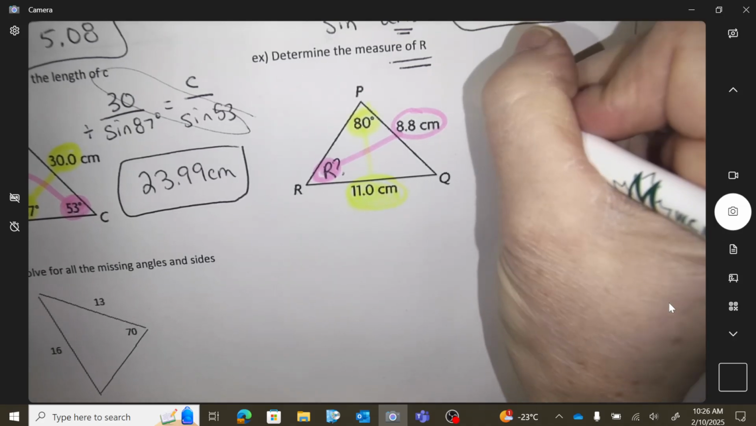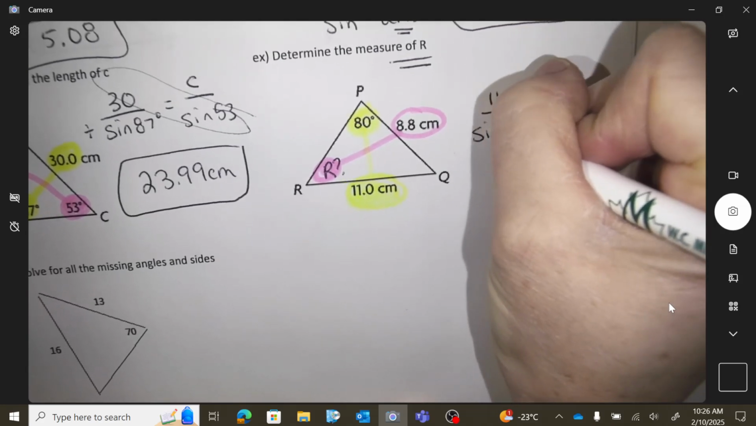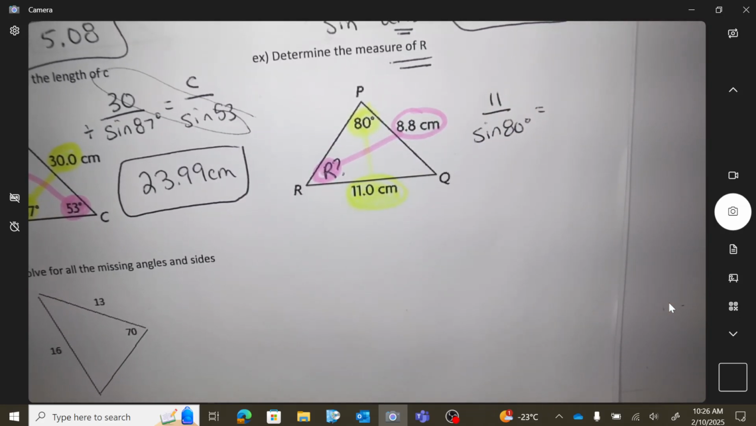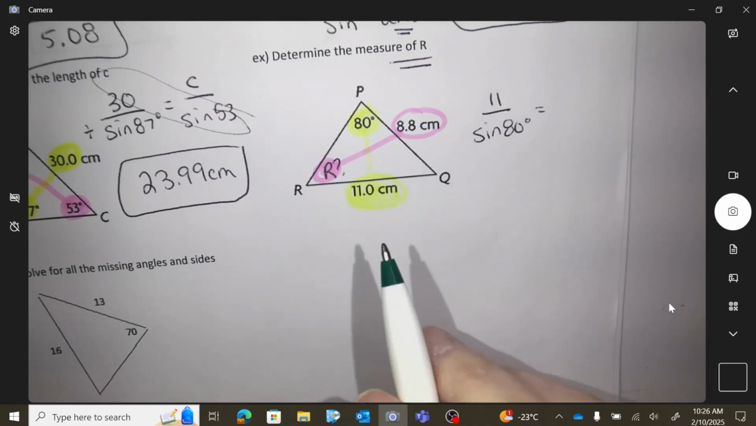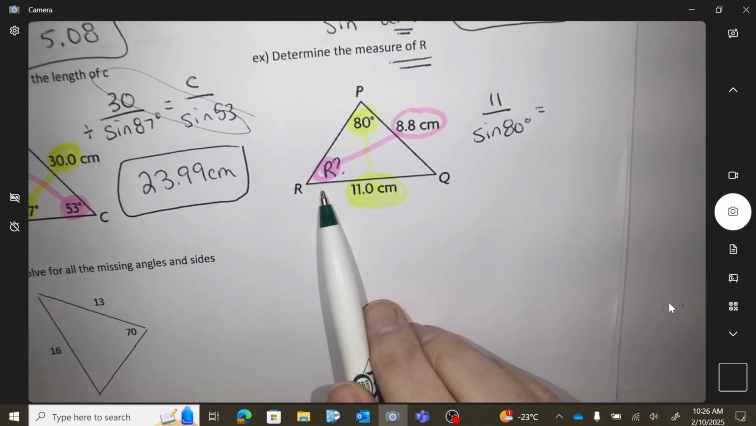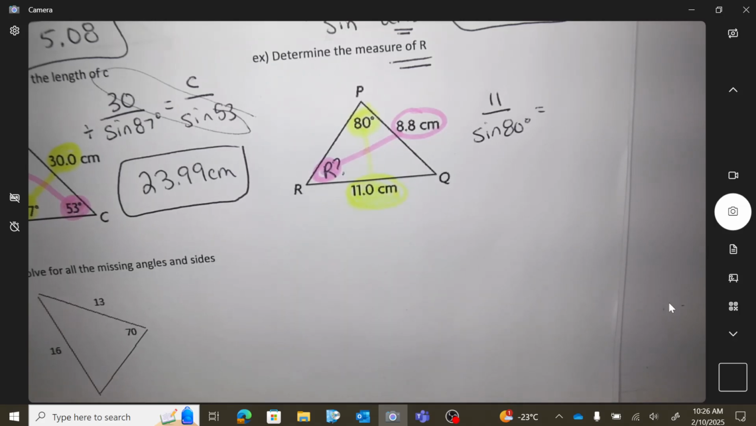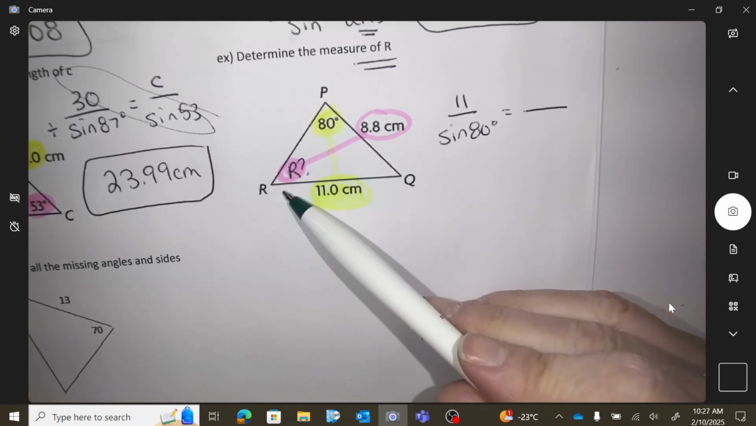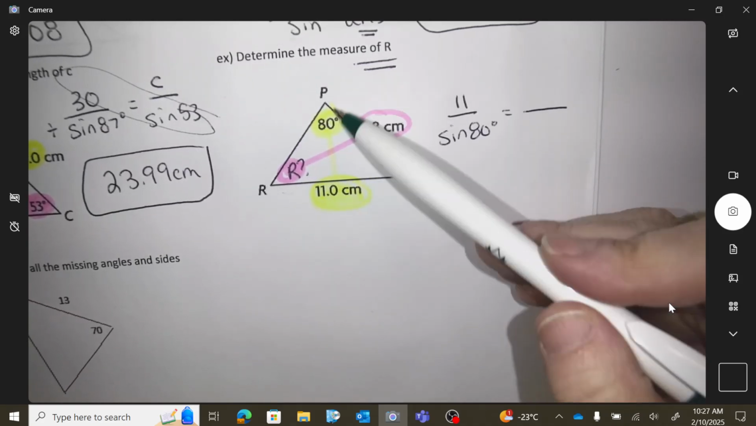Okay, so here's my setup. 11 over sine 80, partner pair. How do you know you're inversing? Because my goal is to get an angle answer. So whenever you're looking for angles, you're always going to be doing an inverse. And when you do a side, you won't be pushing inverse. Okay, everybody's good with that, partner, my yellow partner.